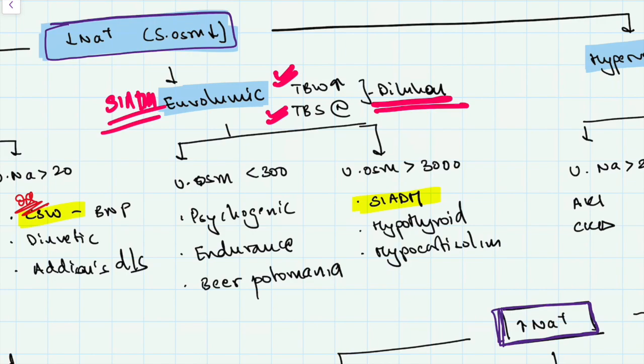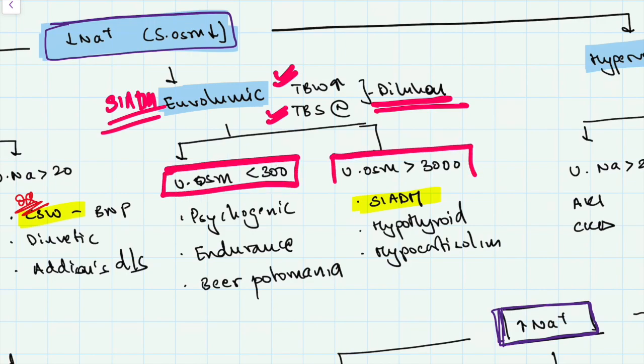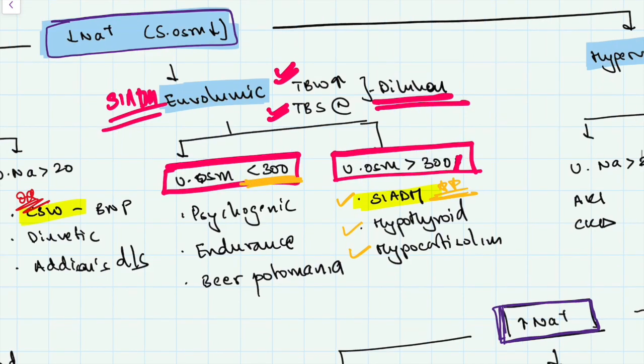So again here we can divide them into two causes. First, when the urine osmolarity is less, and second, when the urine osmolarity is more than 300 milliosmoles per kg. So first, if the urine osmolarity is more than 300, then the causes are simple. First is the most common cause, that is SIADH. Other causes are hypothyroidism and hypercortisolism. But remember SIADH here.